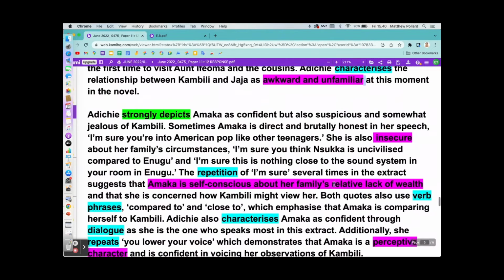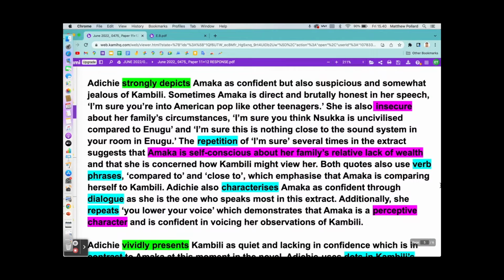Okay, paragraph 2 then. Adichie strongly depicts Amaka as confident, but also suspicious and somewhat jealous of Kambili. Sometimes Amaka is direct and brutally honest in her speech. "I'm sure you're into American pop like other teenagers." She is also insecure about her family's circumstances. "I'm sure you think Nsukka is uncivilized compared to Enugu." And "I'm sure this is nothing close to the sound system in your room in Enugu."